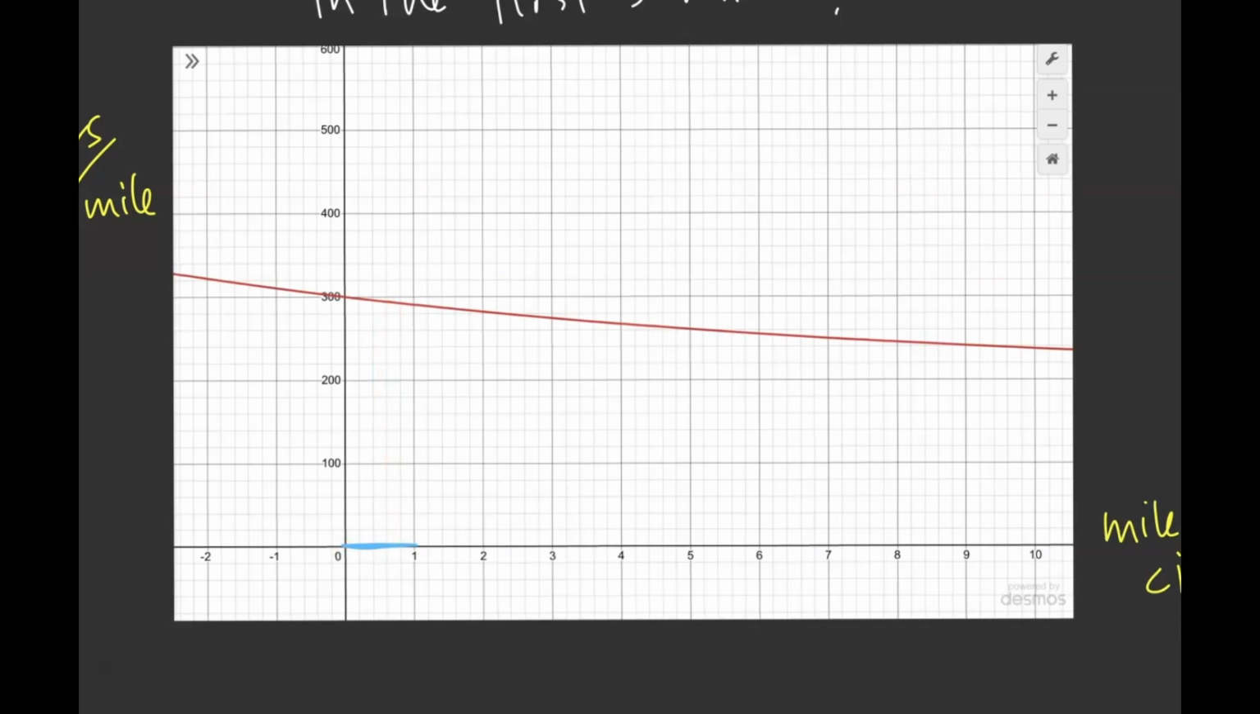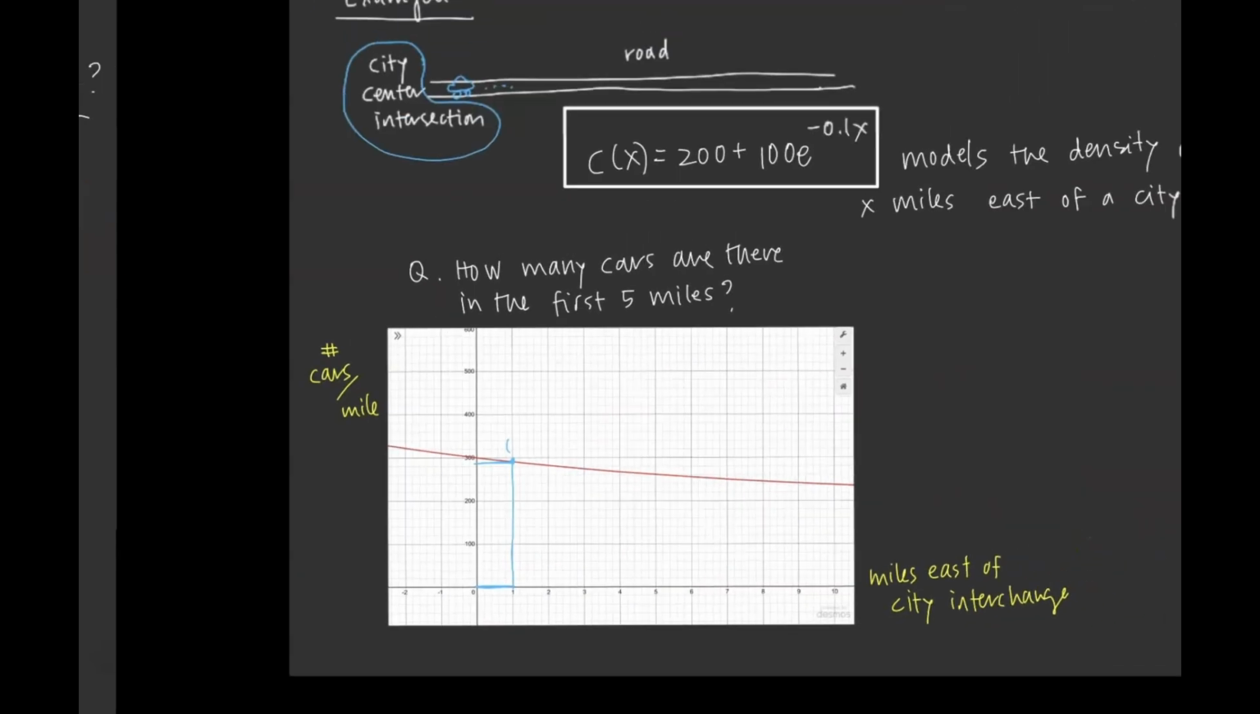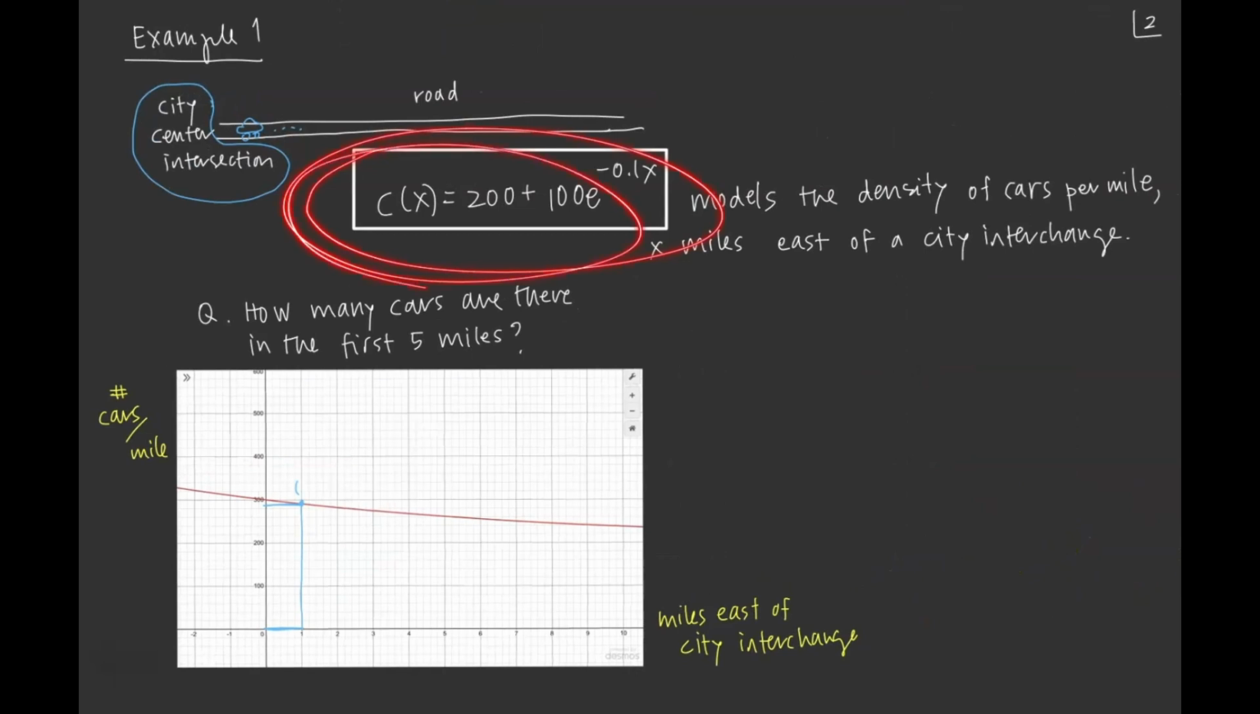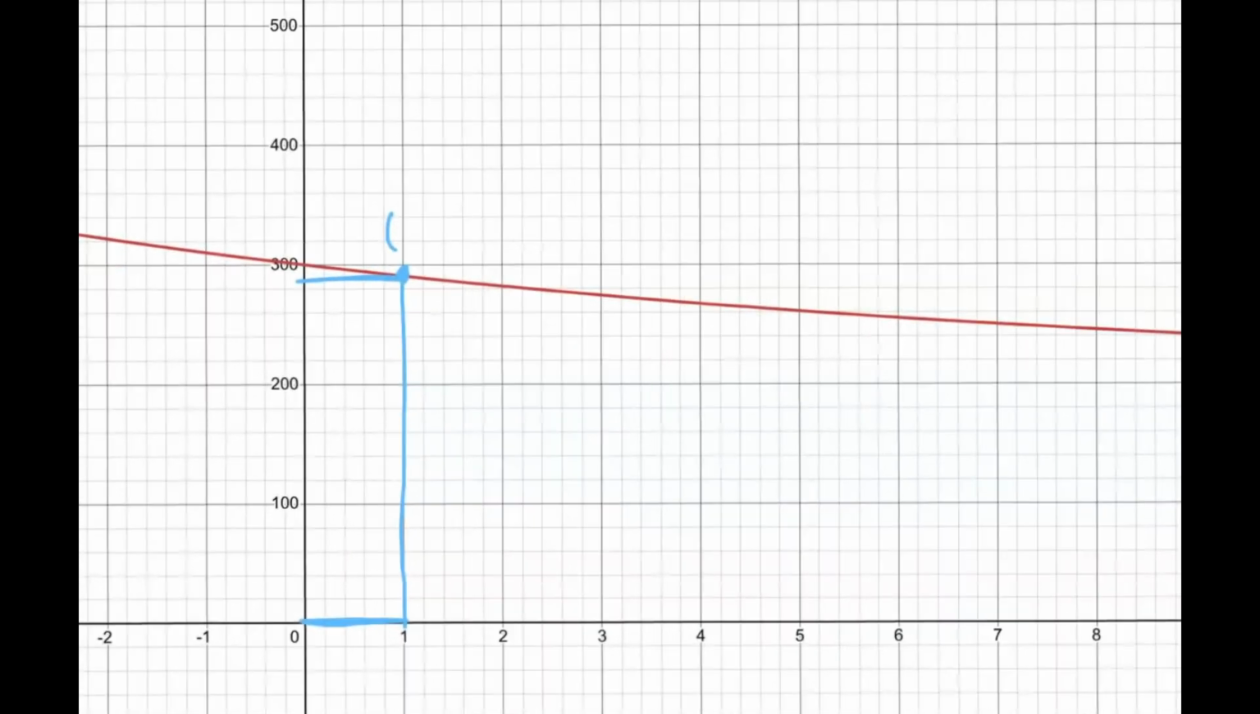So this is not totally unfamiliar. We're going to sort of estimate. We'll use a right-hand Riemann sum to estimate what was happening in that first mile. And so this point right here, using the function for density, I can find out that this is about 290. No, not 290 for the x. It's 1. The point is 290. And that means that in that first mile, there are about 290 cars.